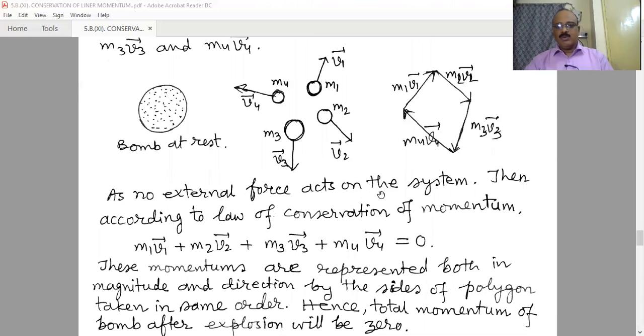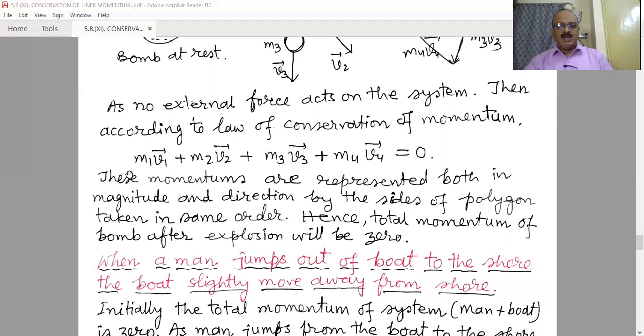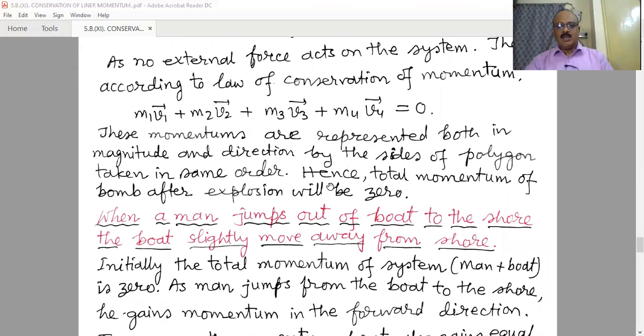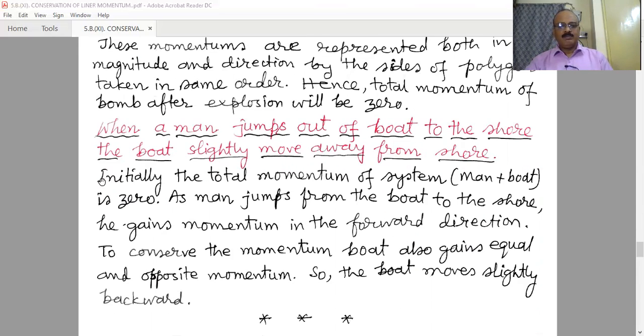As no external force acts on the system, according to the law of conservation of momentum, m1 v1 vector plus m2 v2 vector plus m3 v3 vector plus m4 v4 vector is 0. These momenta are represented both in magnitude and direction by the sides of a polygon taken in the same order. Hence, the total momentum of the bomb after the explosion will be 0.